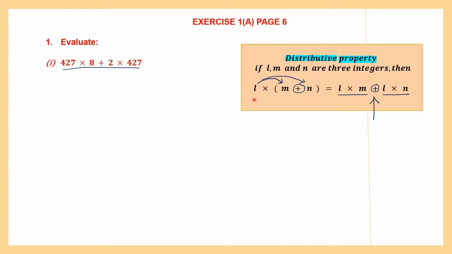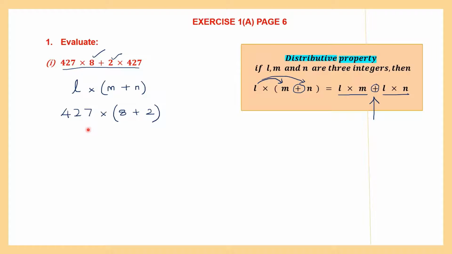You write the number that's repeated first. So let's write it in the place of L. L into M plus N, because we're using the distributive property, and L is the number that is repeated here. So the number that's repeated is 427 into M will be, we take the first number 8, plus N is the second number that we are adding, so that becomes 2. So 427 into 8 plus 2.